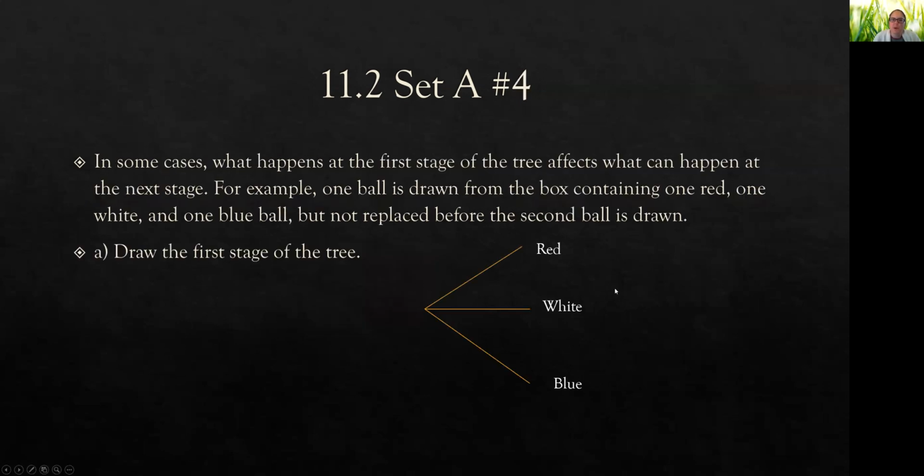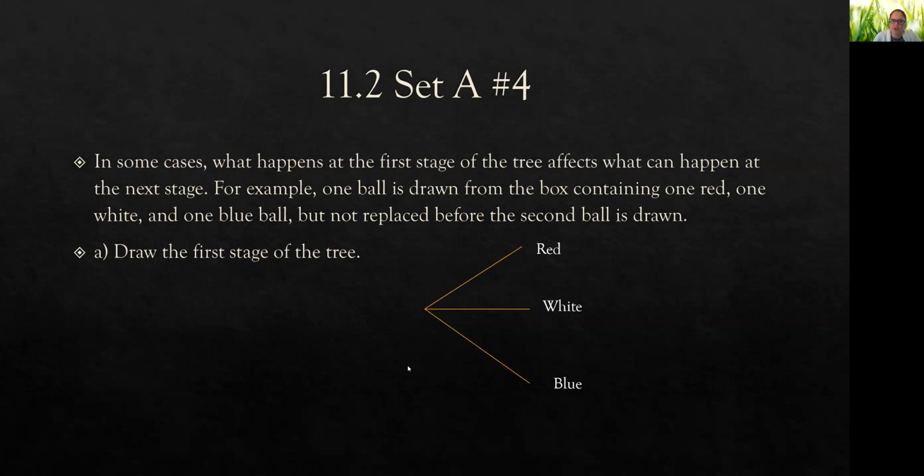Okay. Problem number 4, it says, in some cases, what happens at the first stage of the tree affects what can happen at the next stage. For example, one ball is drawn from the box containing one red, one white, and one blue ball, but not replaced before the second ball is drawn.